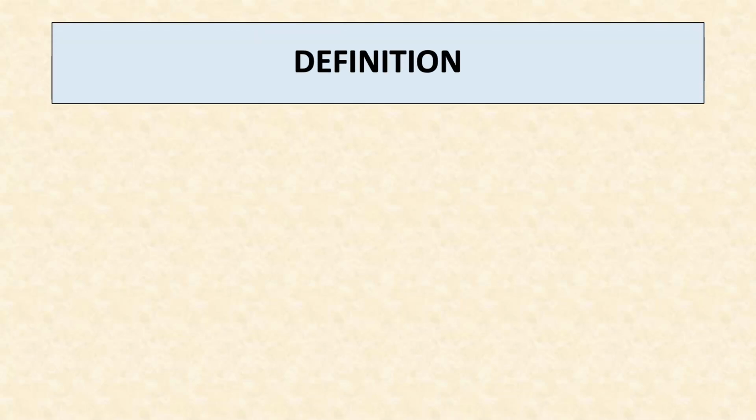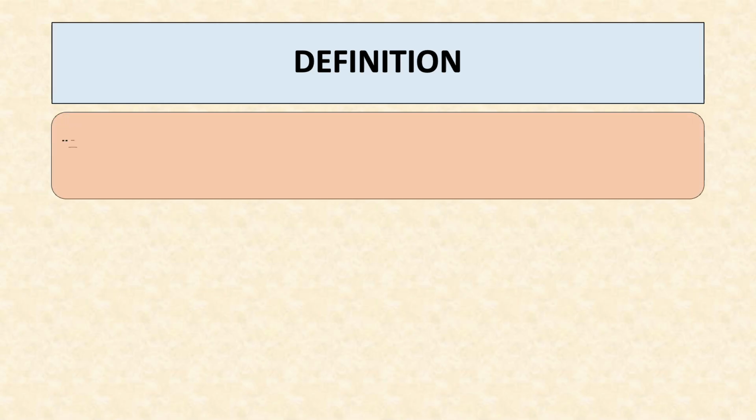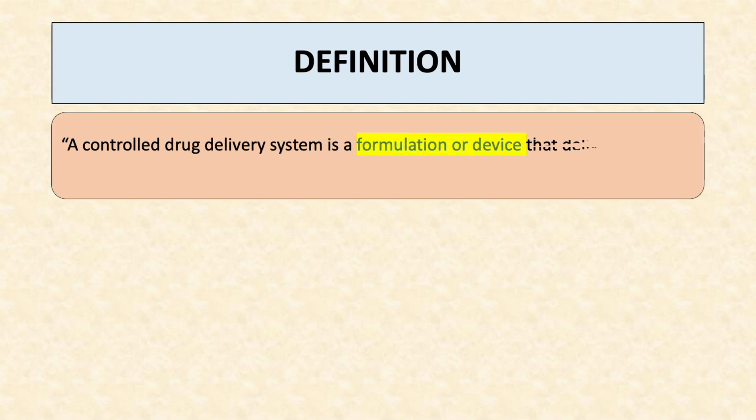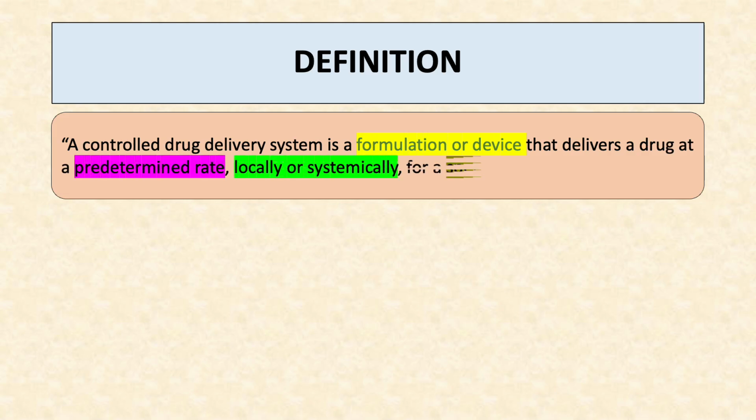Before diving into the details of mechanisms, let's start with the core definition of a controlled drug delivery system or CDDS. A controlled drug delivery system is a formulation or device that delivers a drug at a predetermined rate, locally or systemically, for a specified period of time. So I have mentioned a formulation or device. It could be a tablet, a transdermal patch, an injection, or even an implant.